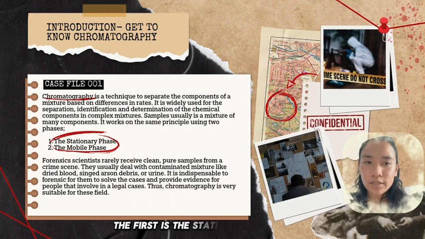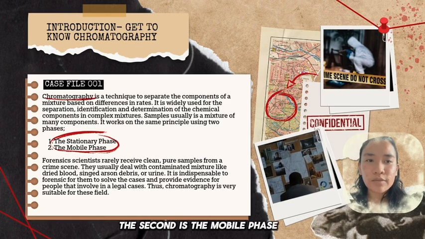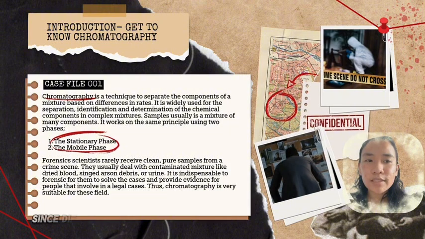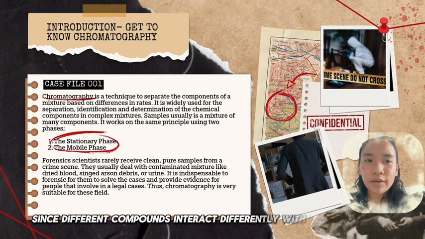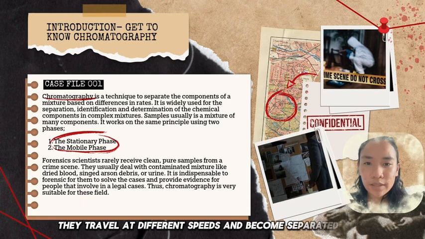The first is the stationary phase, which remains fixed in place. The second is the mobile phase, which moves through the stationary phase carrying the sample. Since different compounds interact differently with these two phases, they travel at different speeds and become separated.